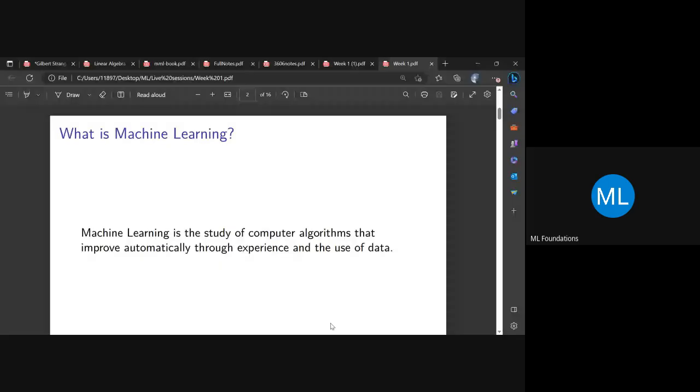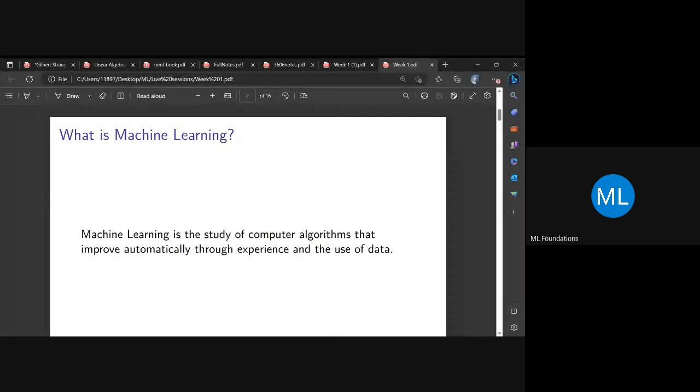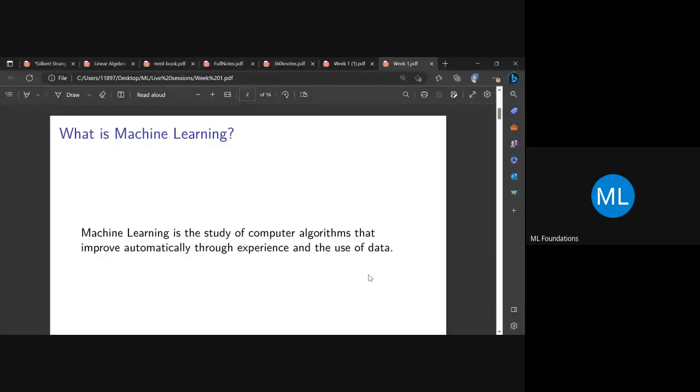Okay, so the first question that I got is what is the difference between a regression and a classification?